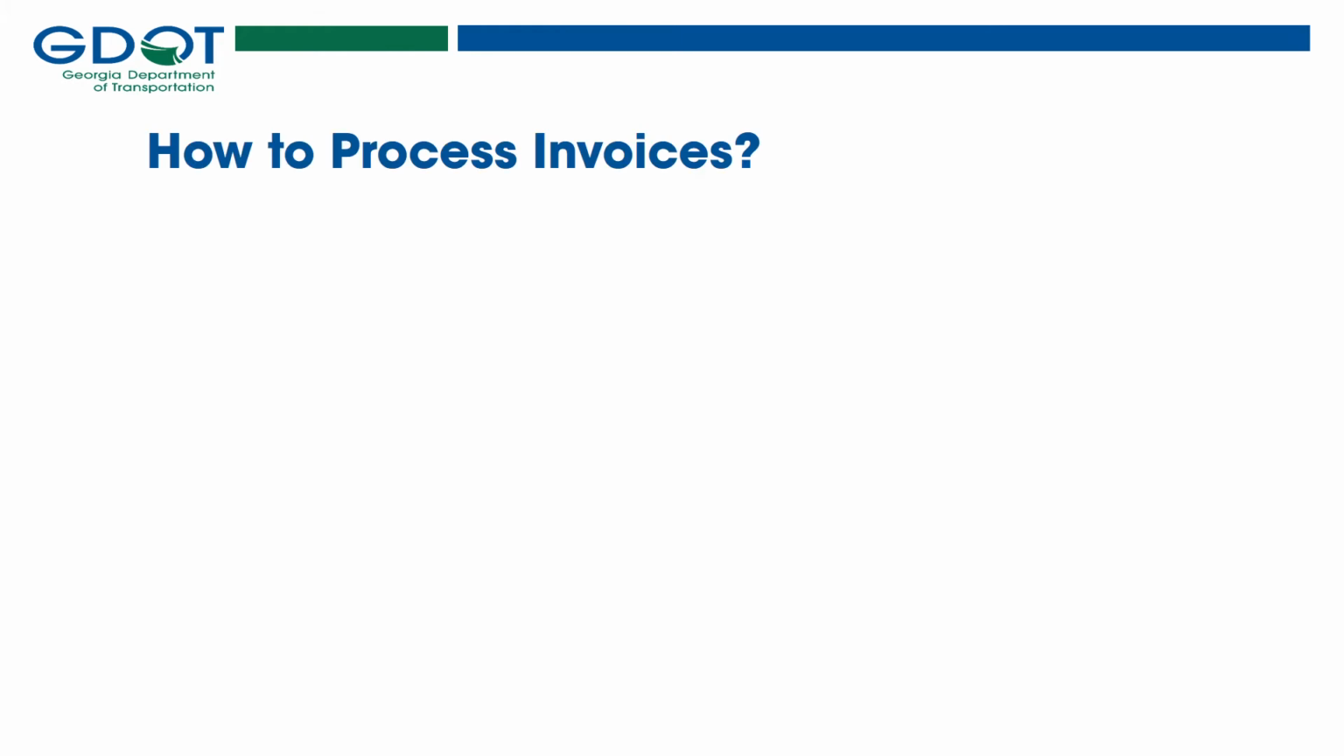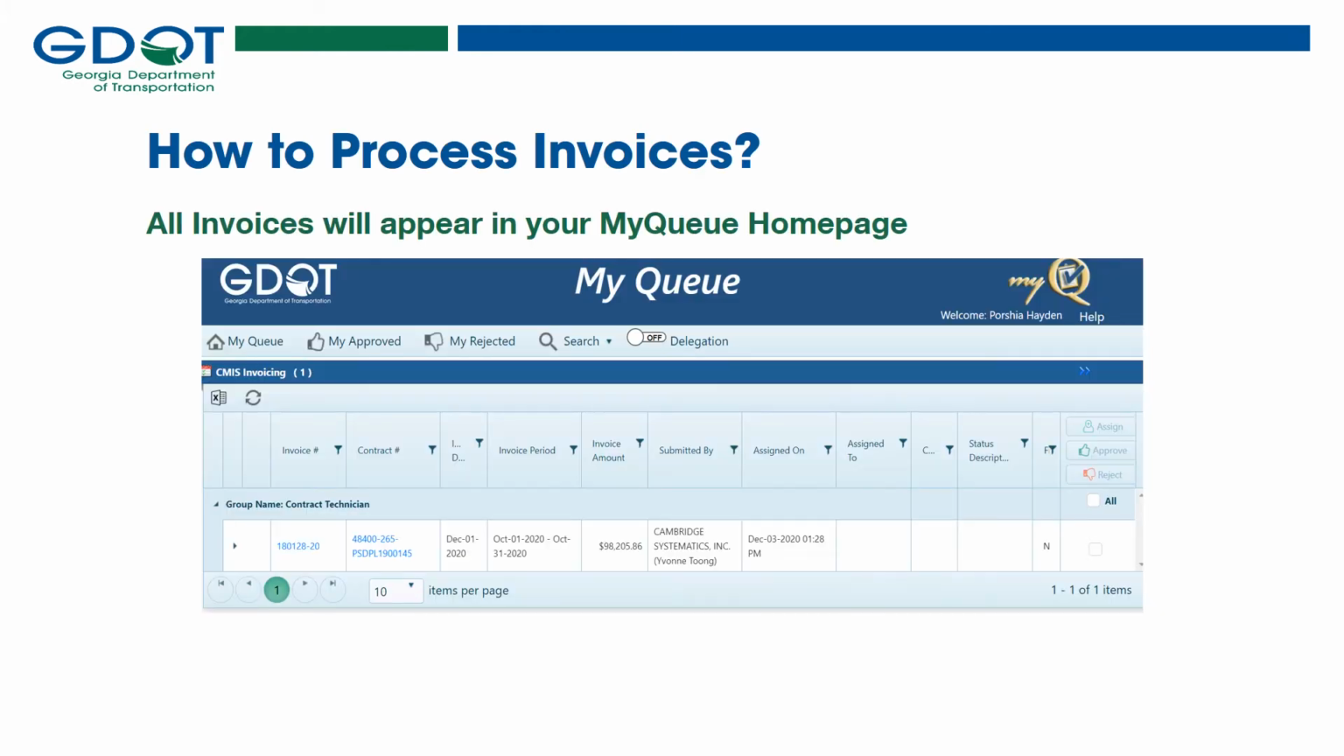Once your project is ready for billing, the local sponsor will submit an invoice in CMIS towards your contract ID number. Once the invoice is submitted, every PM will receive an email letting them know that they have an invoice in their queue ready for review.